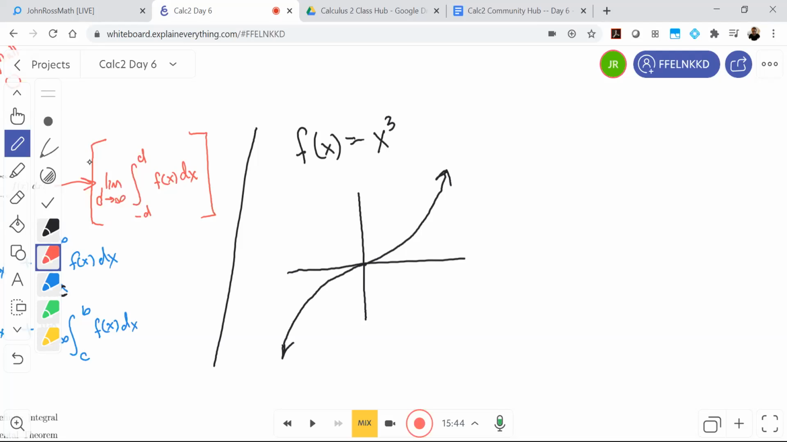First, let's try this way. So the limit as d goes to infinity of the expression integral from negative d to d of f of x dx. Okay. So for any given d, let's say this is d and this is negative d, what is this integral equal to? What is the integral for a specific value d of the integral from negative d to d of f of x dx? Take a moment to think about that. What would that integral be?